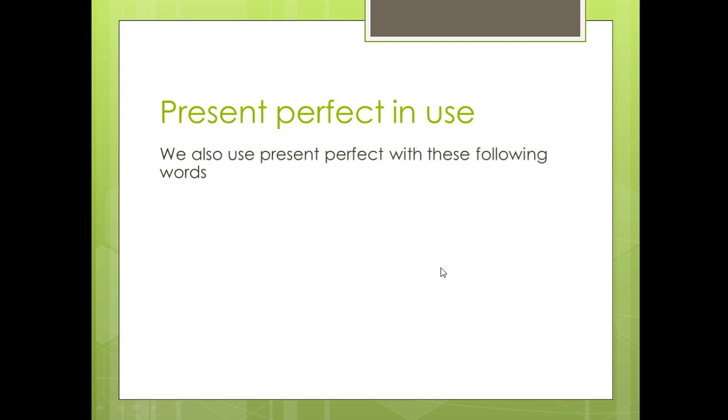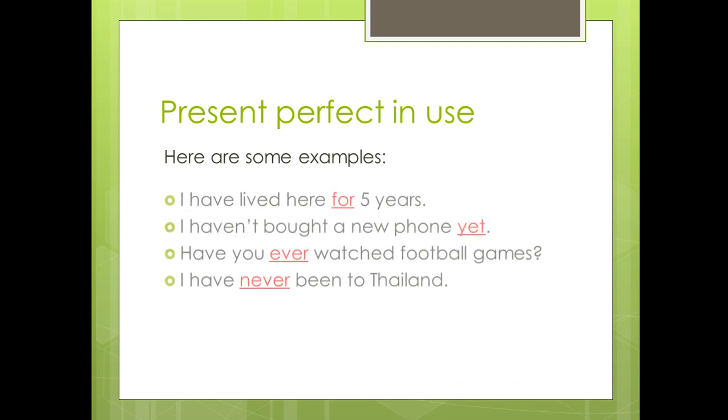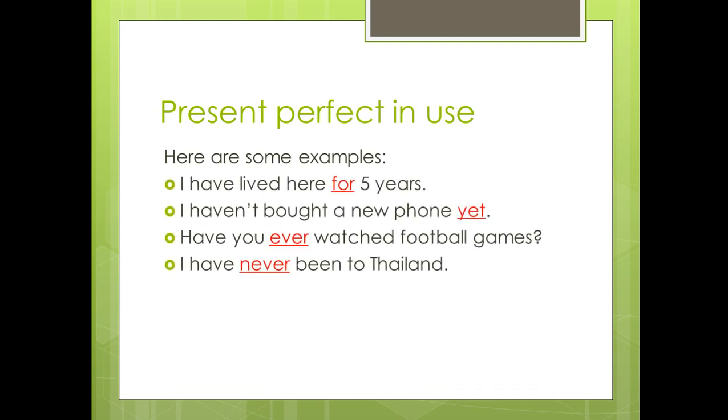We also need to know that we use present perfect with these following words: for, yet, never, ever, just, since, and already. Here are the examples that you can learn from. I have lived here for 5 years. I haven't bought a new phone yet. Have you ever watched a football game? I have never been to Thailand.